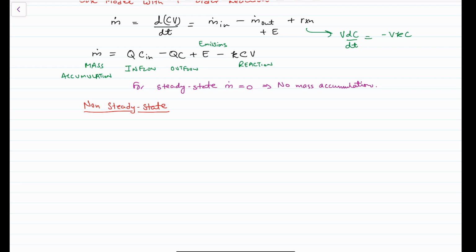So m dot is equal to, wait a second, m dot is equal to d(CV)/dt, assuming the volume is constant, which it is, so we can get the volume out of the differential. So V dC/dt is equal to Q C in minus QC plus E minus kCV.